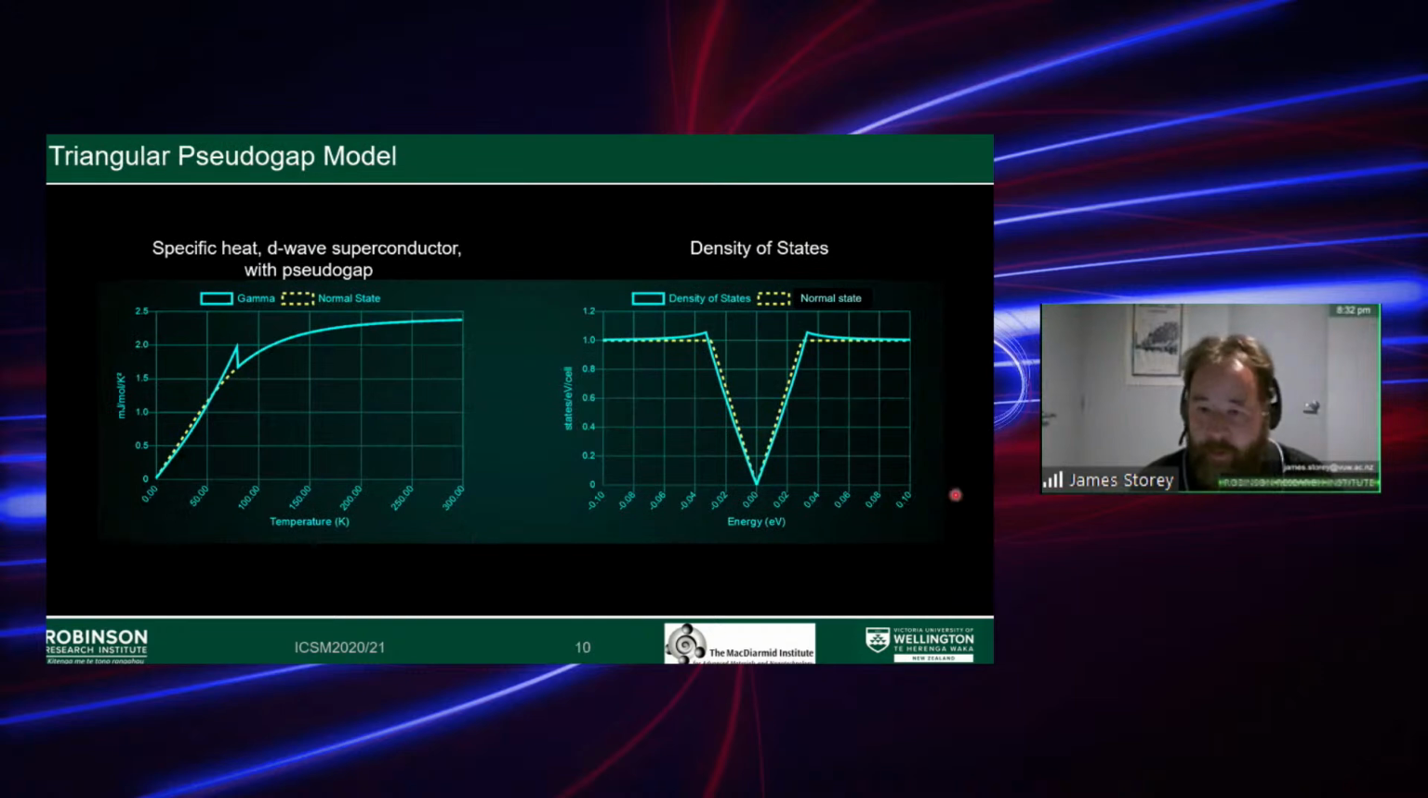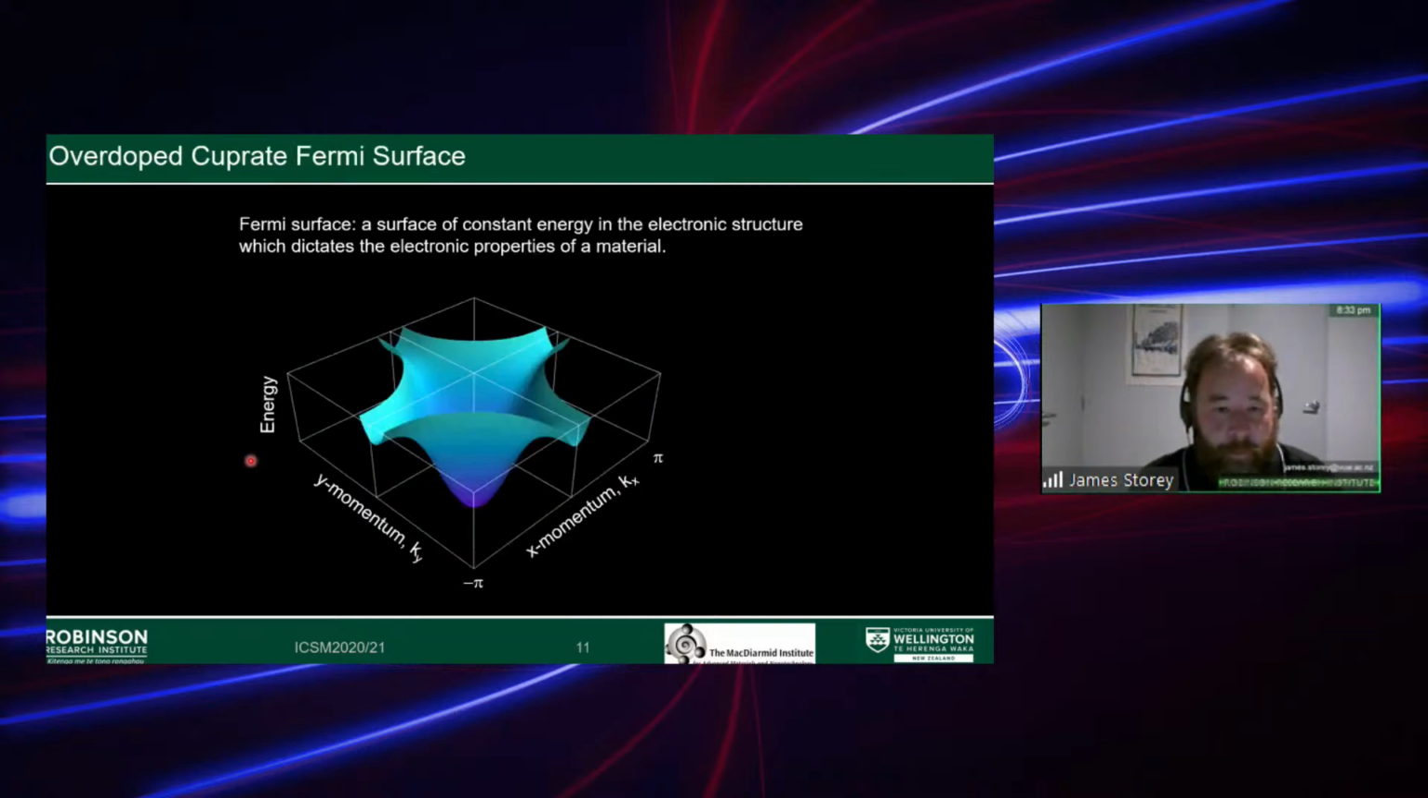John modeled this using a triangular cutout in the density of states shown by the dotted line, and this gives rise to a reduction in the specific heat jump, a smooth downturn, and a persistent loss of entropy, consistent with experiments. So specific heat, a bit like Raman, doesn't tell us about the momentum dependence. So for that, we need a momentum resolved technique.